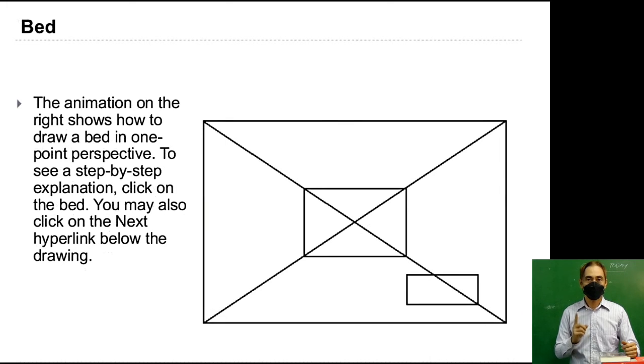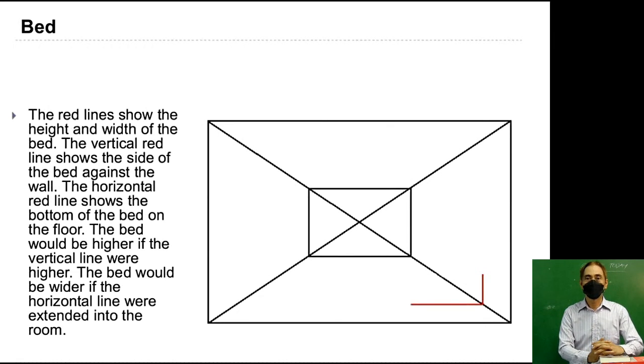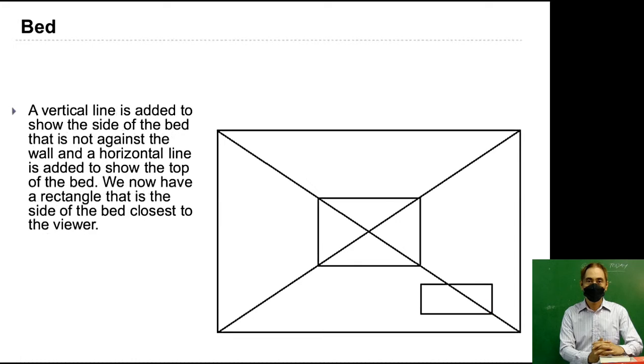The animation on the right shows how to draw a bed in one-point perspective. The red lines show the height and the width of the bed. The vertical red line shows the side of the bed against the wall. The horizontal red line shows the bottom of the bed. A vertical line is added to show the side of the bed that is not against the wall, and a horizontal line is added to show the top of the bed. Now we have a rectangle that is the side of the bed closest to the viewer.